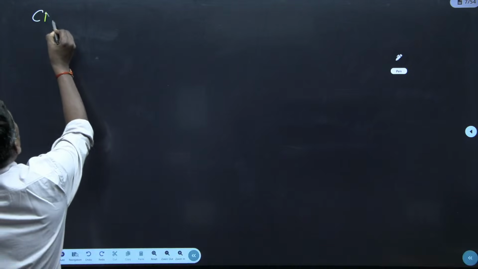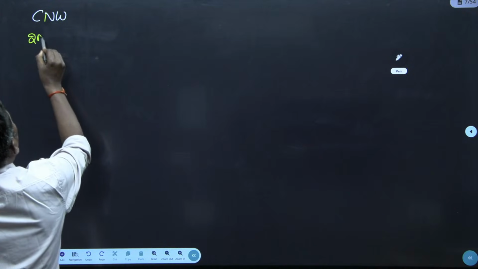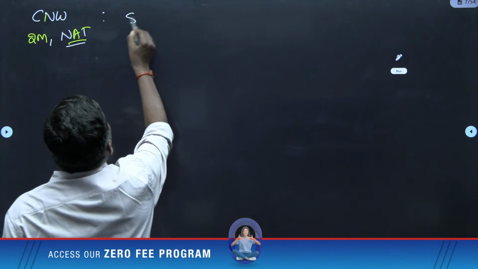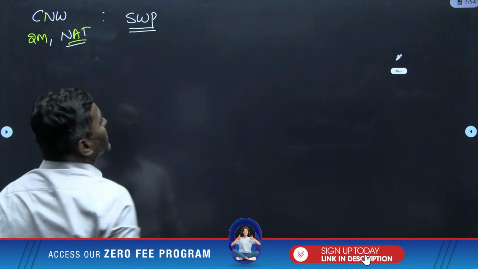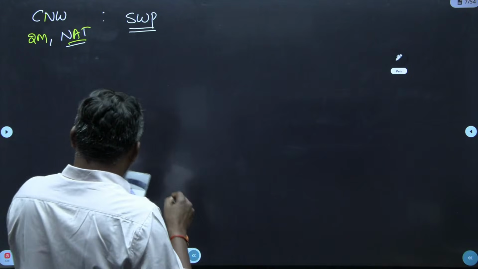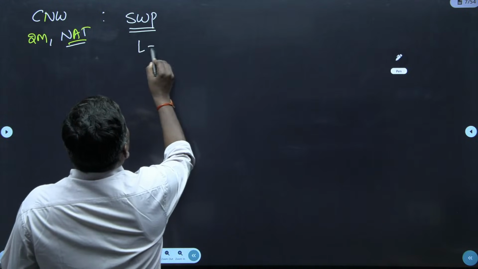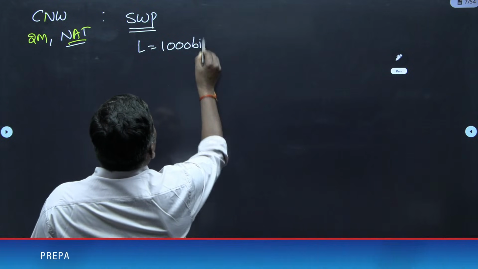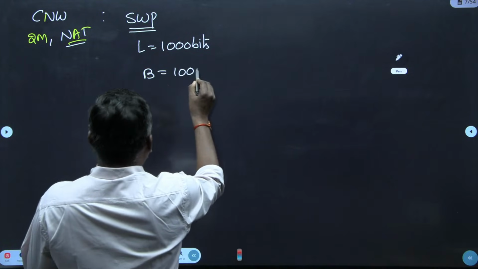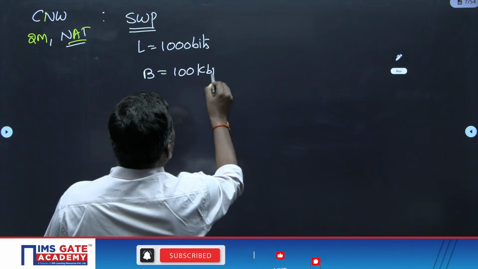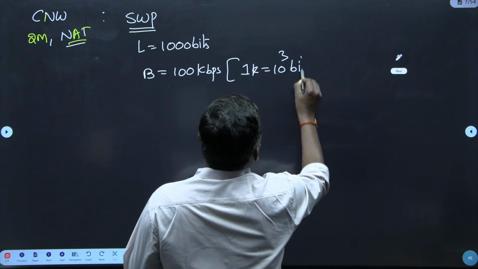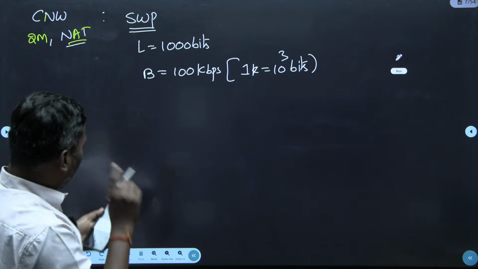From computer network, a 2 mark numerical answer type question is given now. It is basically a sliding window protocol based question. The question says he has given frame size L value 1000 bits. Bandwidth is given as 100 kilobits per second, where 1k is clearly mentioned as 10 power of 3 bits.